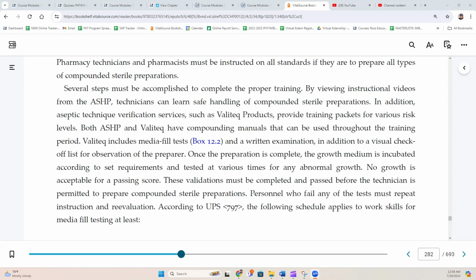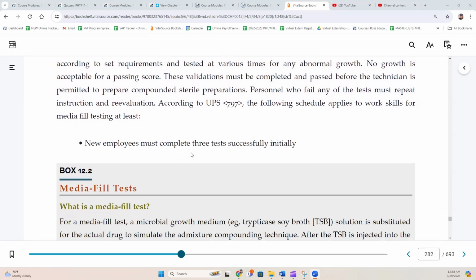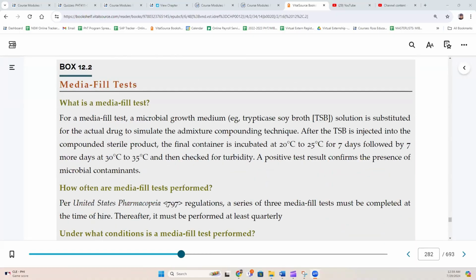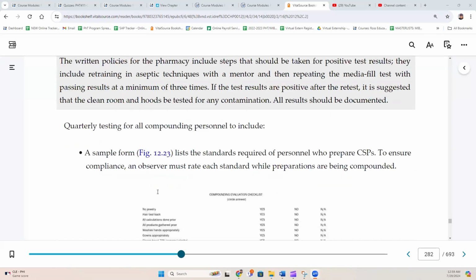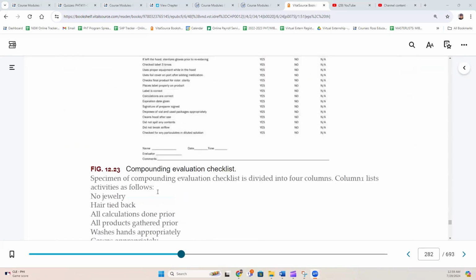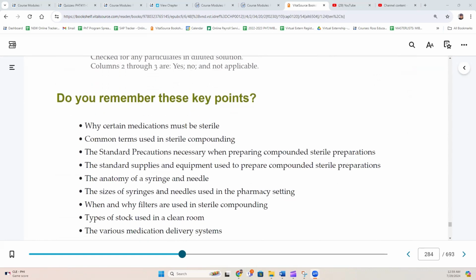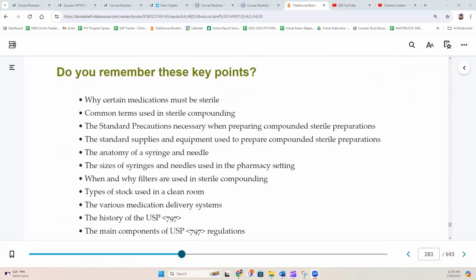According to USP 797, the following schedule applies to work skills for media field testing at least. New employees must complete 3 tests successfully initially. Box 12.2 talks more about media field tests and what exactly they are. And do you remember these key points?